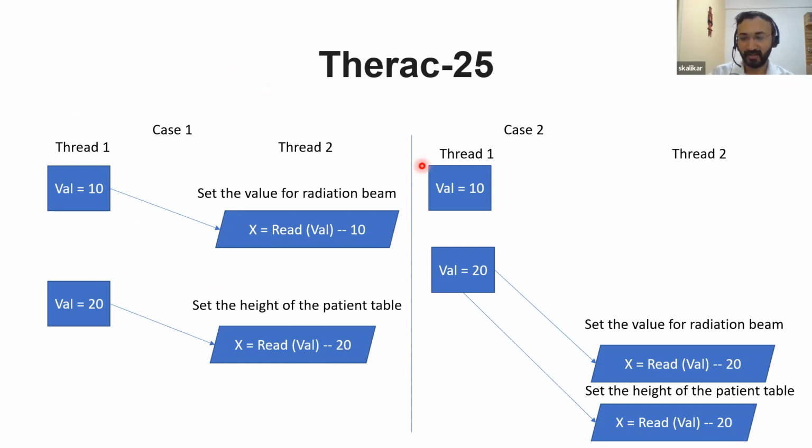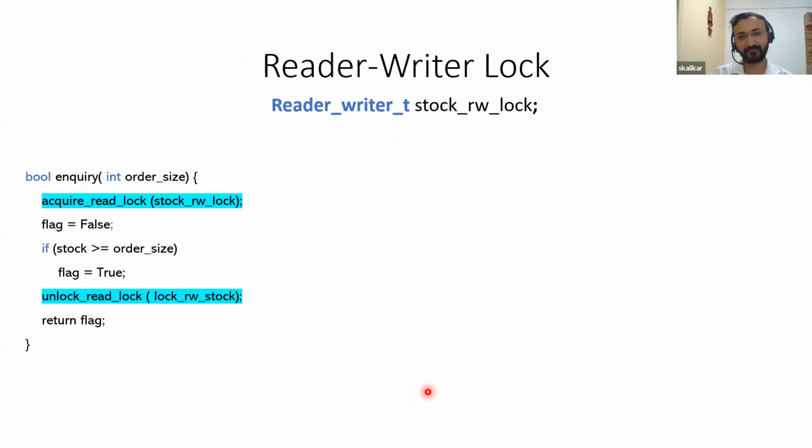Okay, let's continue our discussion. Now again, we revisit our program of inquiry. This is in the context of read-write locks again. Now we are going to see a few interesting scenarios. The flag, again the same example, is whether stock order is greater than this, then true and false.